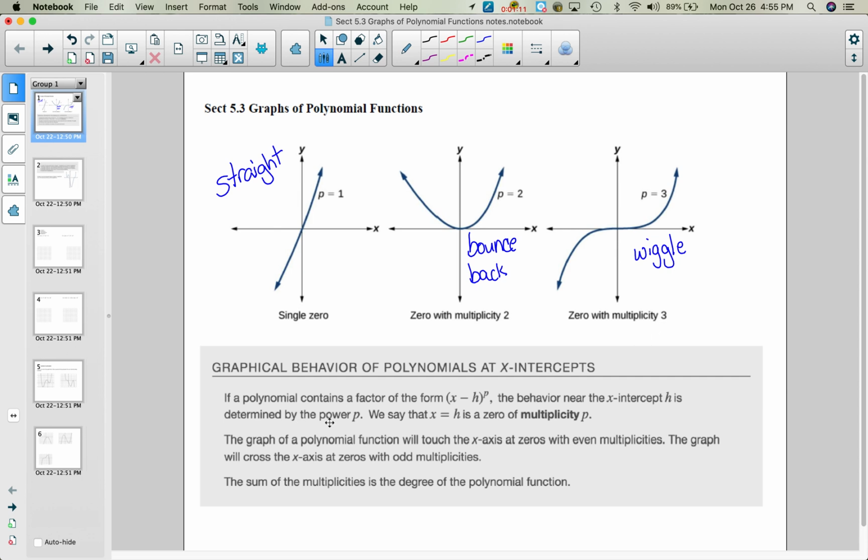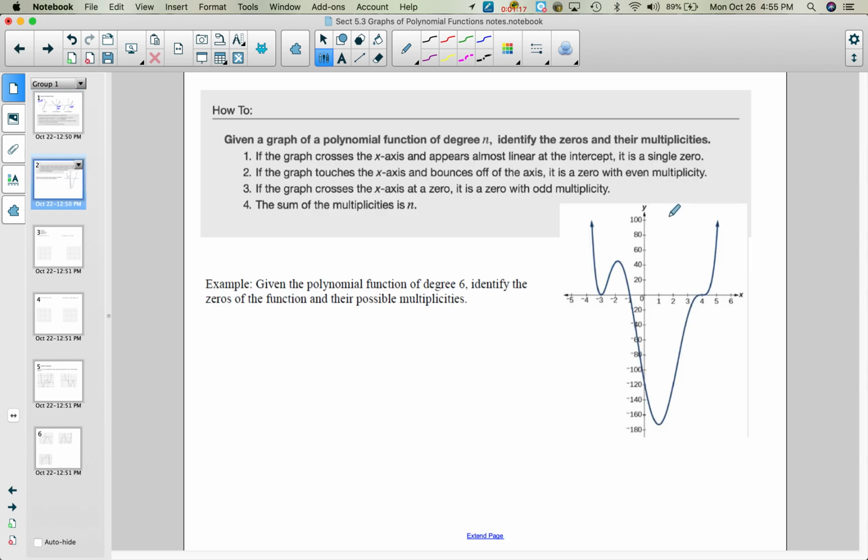I'm going to come back to this in the gray box, but I'm going to go to this one instead. Looking at this polynomial function, we're told that it's a polynomial function of degree 6, and we're asked to identify the zeros of the function and their possible multiplicities. So we have 3 zeros. I'm going to make a little table with my zeros and my multiplicity.